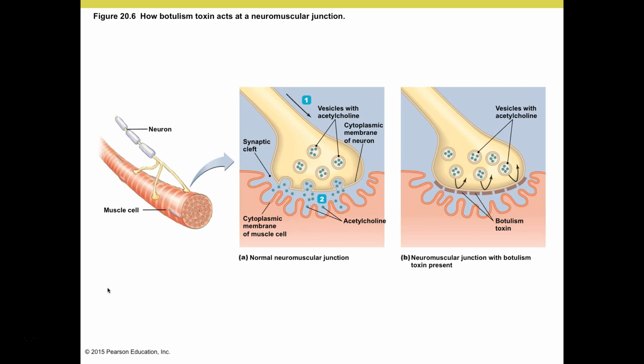So how does it act? If you look at figure A here, in your normal neuromuscular junction between your synaptic cleft, that is your nerve ending, you will have your acetylcholine transmitted from one to the other. But when you have the toxin present right here, it stops the actual acetylcholine from being sent to the nerve ending, and that's where you get the hypotonia.